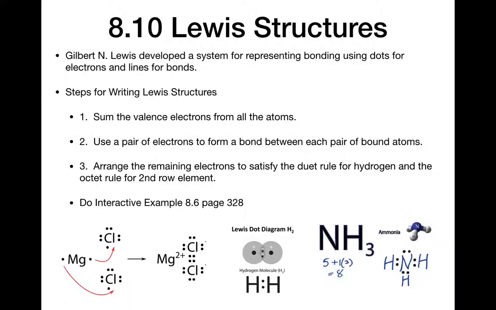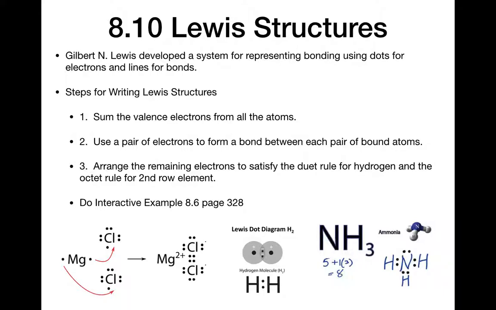And then number two, use pairs of electrons to form the bonds between each pair of bound atoms. And then number three, arrange the remaining electrons to satisfy the duet rule for hydrogen and the octet rule for any second row element. Sometimes that involves using double bonds and triple bonds. And sometimes you can just use single bonds for making sure that everybody has their duet or octet.